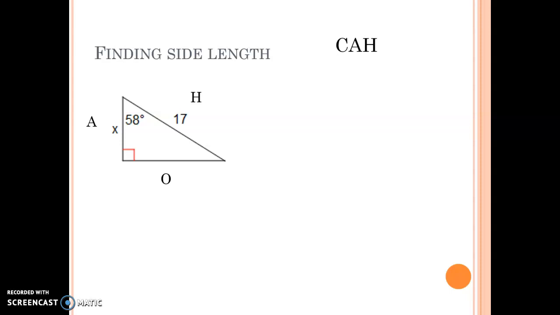So cosine equals adjacent over hypotenuse. The adjacent is x. The hypotenuse is 17. And our angle is 58. So we can substitute that into our cosine. To solve, we're going to solve for x, isolate the variable. It says x divided by 17. So we're going to do inverse operations. We're going to multiply by 17. So x is equal to 17 times cosine of 58. We're going to use our calculator. We're going to make sure we're in degree mode because this is 58 degrees. And then we just type in 17 times cosine of 58. And we get 9.0 when rounding to the nearest tenth.